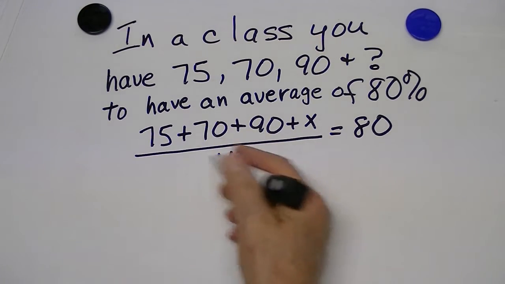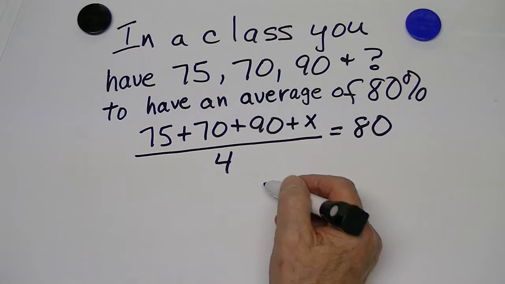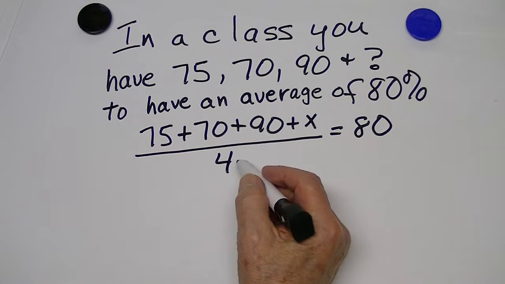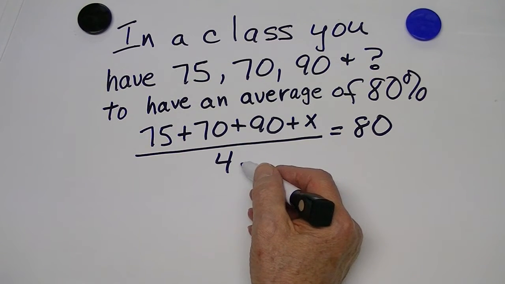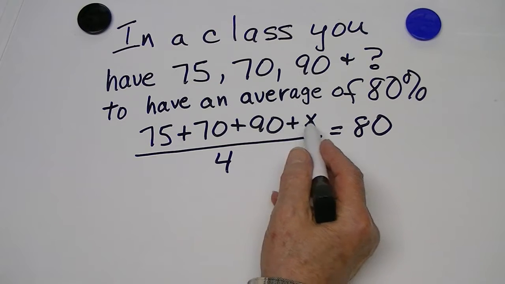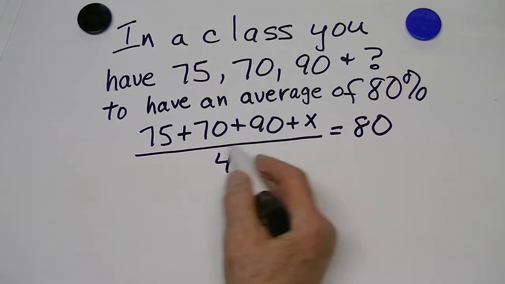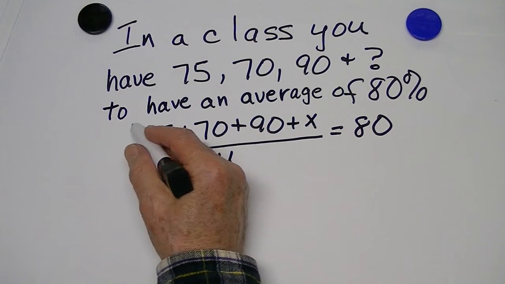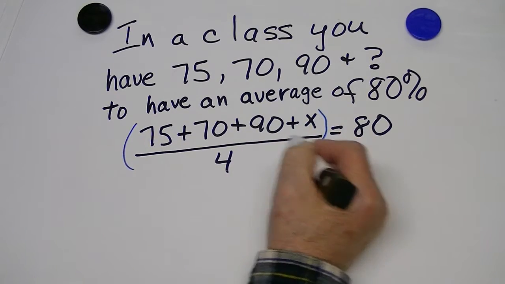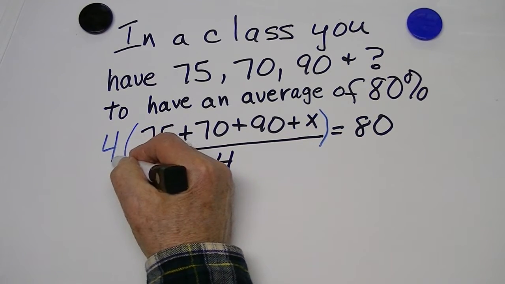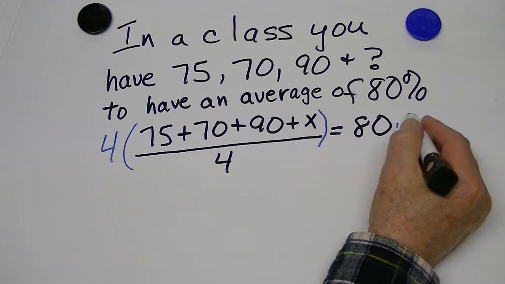Now, how do you solve it? Well, you take an equation with fractions in it, get rid of the fractions. Remember, this is all one term due to this division bar. So you multiply this side by 4 and this side by 4.